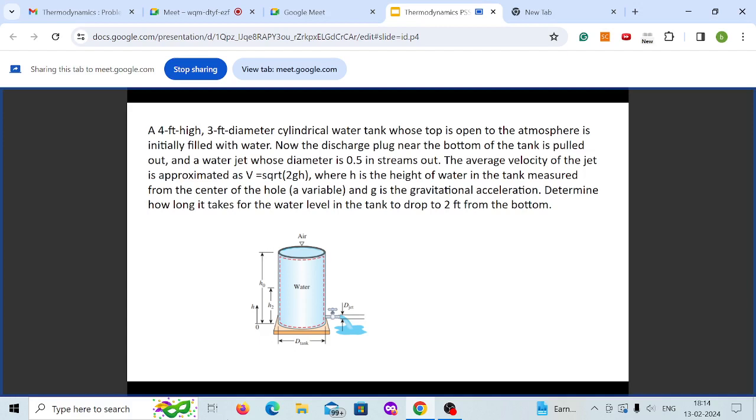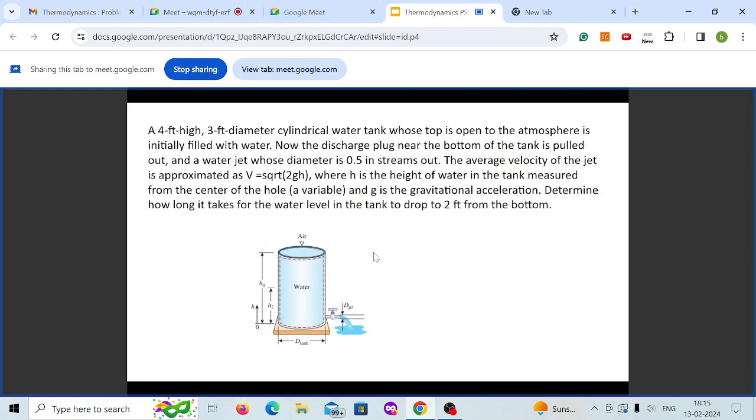The average velocity of the jet is approximated as v equal to square root of 2gh, where h is the height of water in the tank measured from the center of the hole. So your tap center and the water level, that height is what h is, and g is the acceleration due to gravity. Determine how long it takes for the water level in the tank to drop to 2 feet from the bottom. So initially 4 feet high, so when it comes to 2 feet, what time does it take?